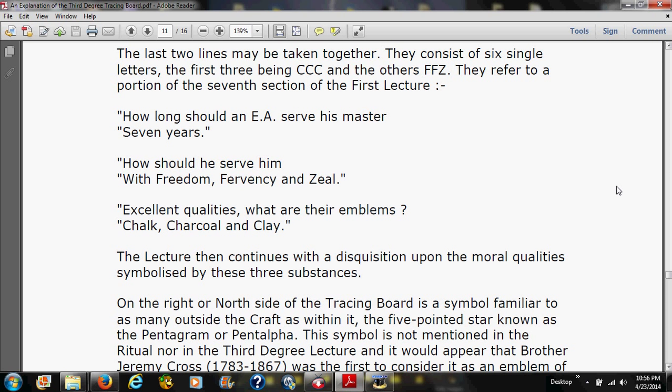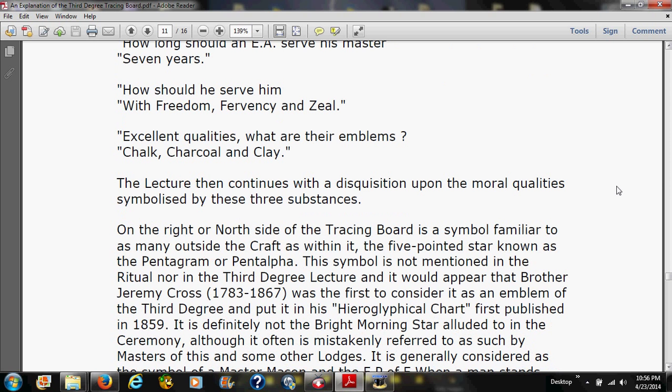Excellent qualities. What are their emblems? Chalk, charcoal, and clay. And the lecture then continues with the disquisition upon the moral qualities symbolized by these 3 substances.